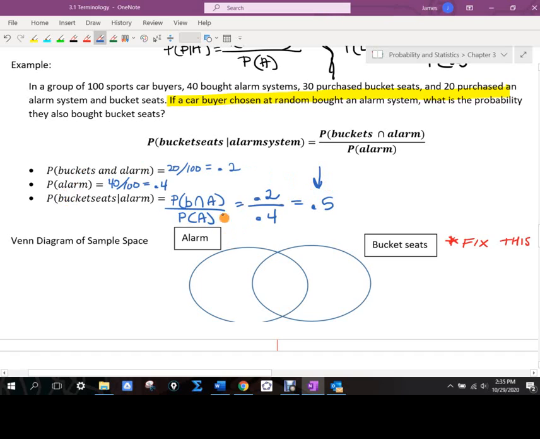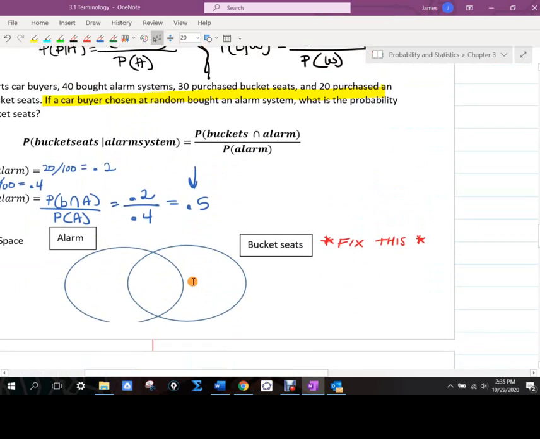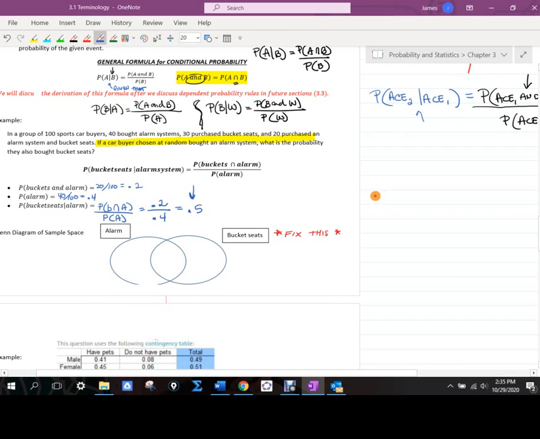Let's look at the situation down here with a Venn diagram. To be honest, I'm just going to create a little bit extra room. I'm going to come over and do the Venn diagram here. With Venn diagrams, you've got two situations: alarms and bucket seats. When we have an alarm and bucket seats, they overlap, right? The overlap is what is shared, correct? How many should go in there of the people in my story? 20 purchased an alarm system and bucket seats, so 20 should go in there.